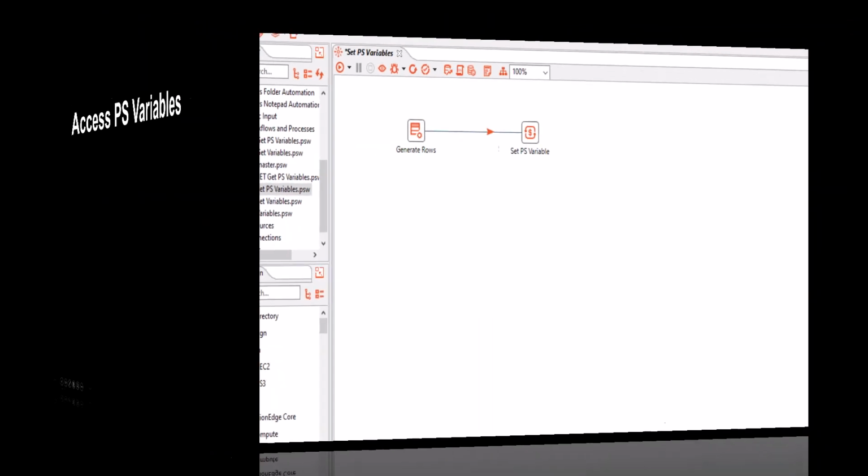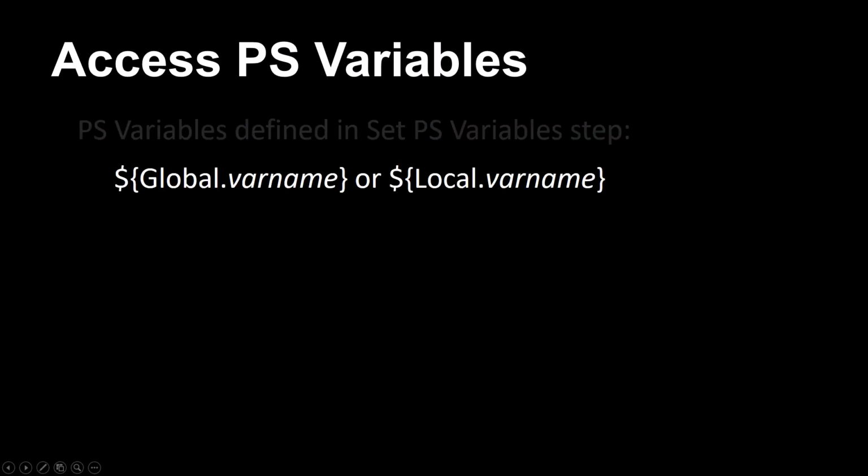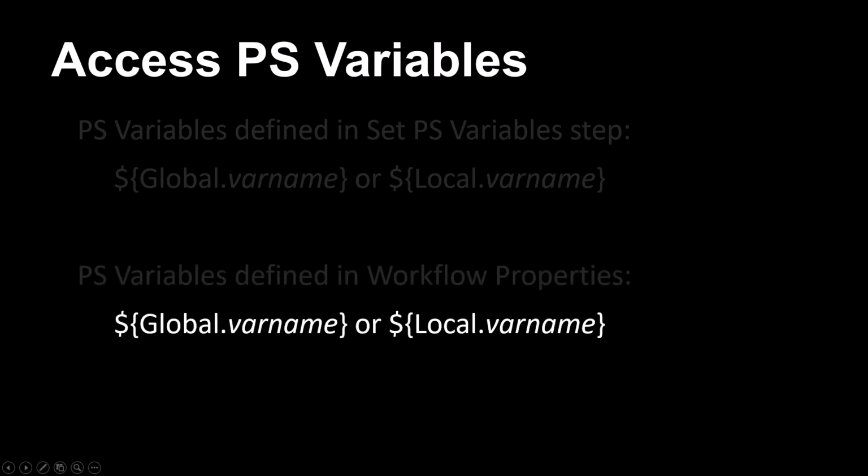So we've defined PS variables using the Set PS variable step and the PS variables tab in the workflow properties. Let us see how to access the PS variables that we just defined. To access PS variables defined in the Set PS variable step, you can use a metadata string containing the scope and variable name in braces and appended with a $ sign in the beginning. And you can access the PS variables defined in the workflow properties with the same metadata string containing the scope and the variable name in braces appended with a $ in the beginning.